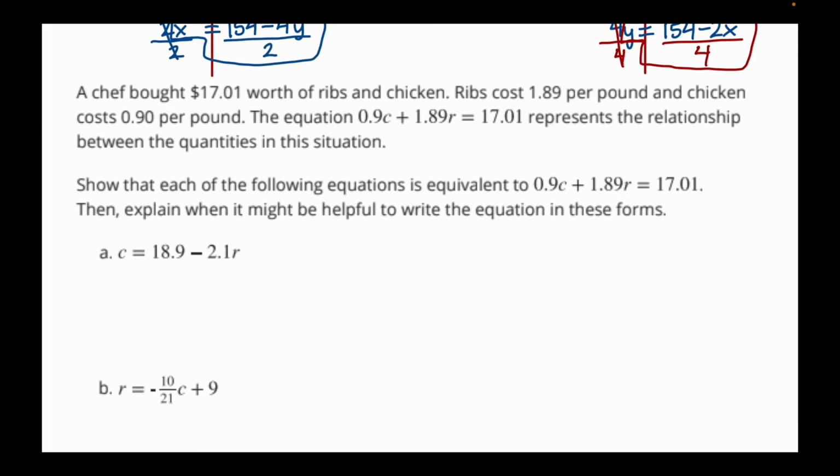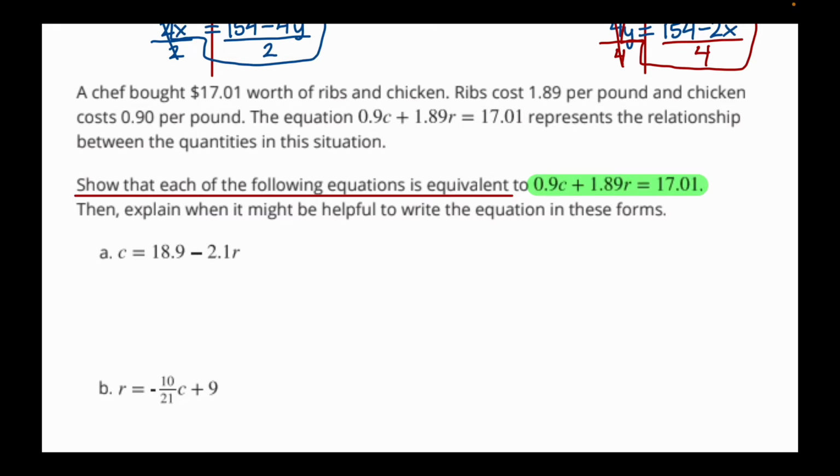Then explain when it might be helpful to write the equation in these forms. So we want to show that it is equivalent. That's what they're asking us to do. We can either do that by solving and getting the same solution, but we have two variables. So we're going to have to do the other option, which is rearranging this equation to make it into this original one, I guess I can call that the original equation. I want to rearrange the equations they're giving me so it looks just like this one here.